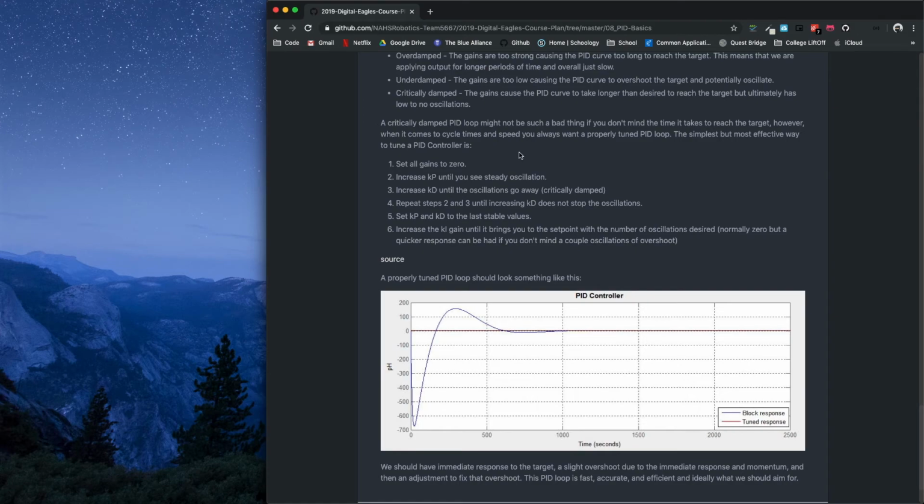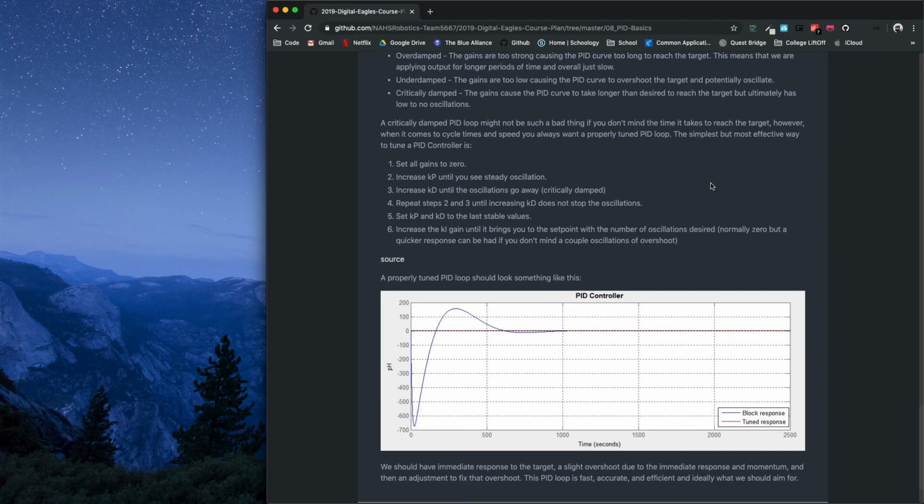In order to tune, I found this helpful source online. If you want to learn more, I linked it here. Essentially all you have to do is set all the gains to 0. You increase the proportional gain until you see a steady oscillation. Once you see that oscillation, then we increase the derivative gain until the oscillation goes away. Once it goes away, we have what is called the critically damped curve. Then we just keep increasing the proportional and the derivative as much as possible until the oscillations don't stop. Once we notice that the oscillations continue regardless of whether or not we increase the derivative, then we set the KP and KD to the last stable values. You just go back one. We say, okay, at this point, we're as high as possible without oscillating.